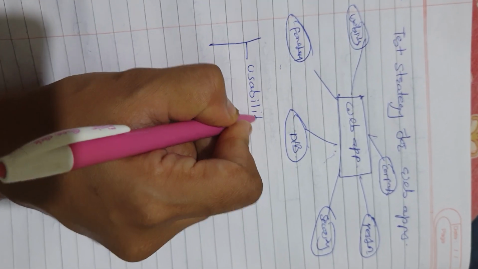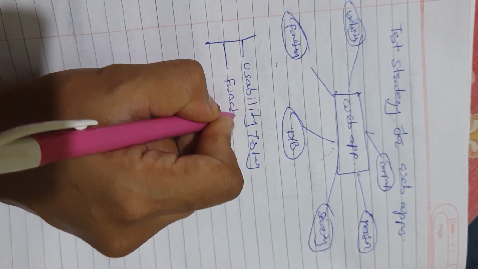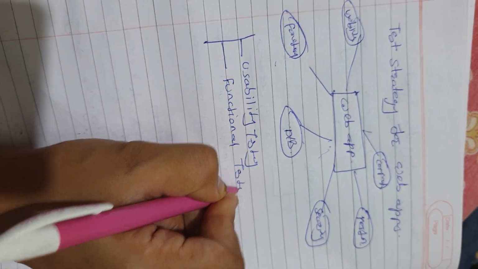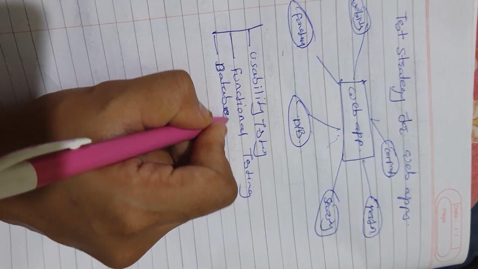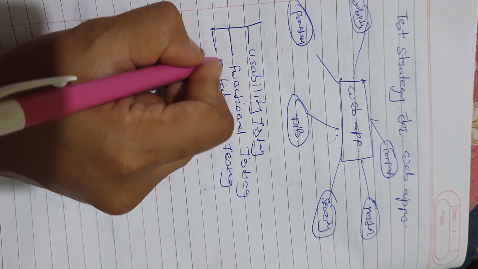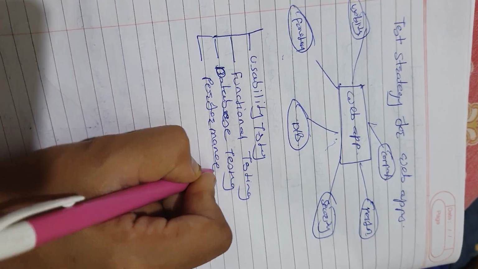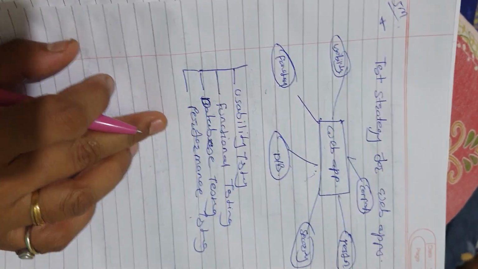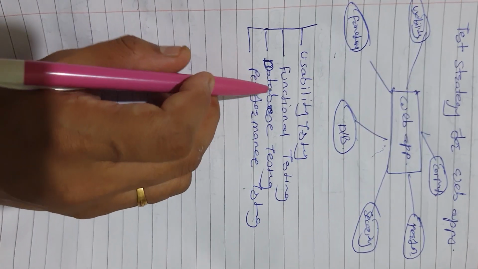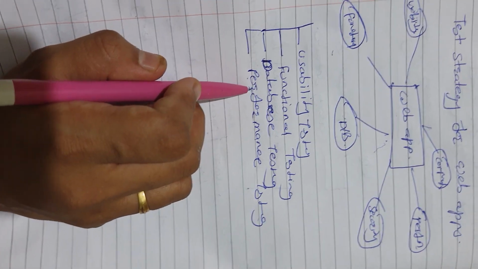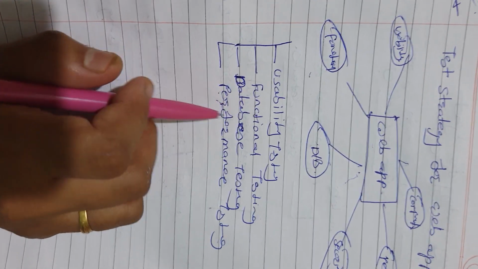But from these, four are important. First one is usability testing, second one is functional testing, third one is database testing, and last one is performance testing. These four are the most important test strategies for web application. Performance testing is the end level of testing, meaning performance testing is performed at the last, after functional testing.